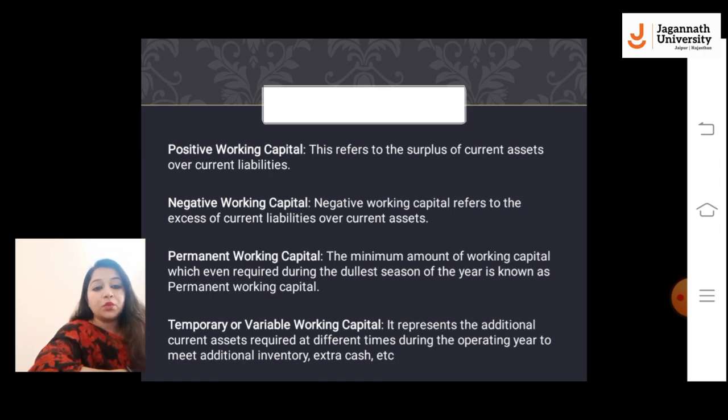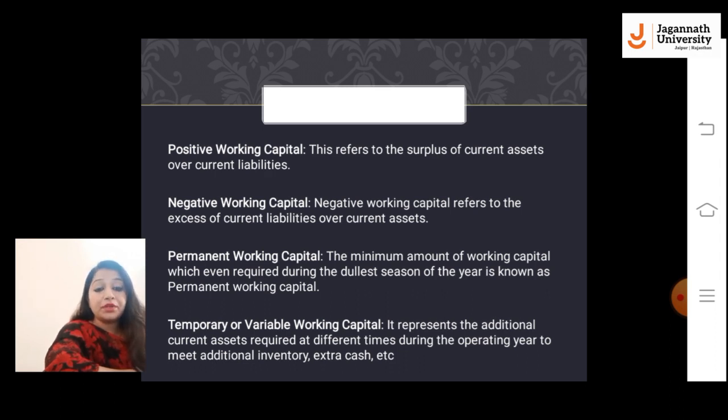Next is permanent working capital. The minimum amount of working capital the company has to maintain in the organization, the minimum amount that has to be blocked in the organization. We cannot convert it into cash during the normal course of business. That is known as minimum working capital, that is holding the stock of raw material and finished goods, and cash. That is permanent working capital.